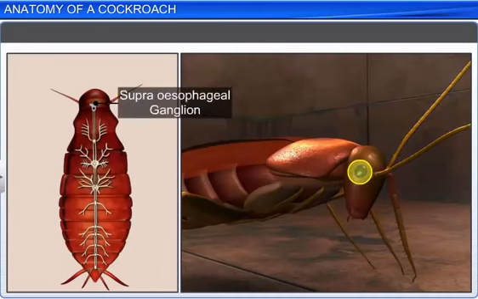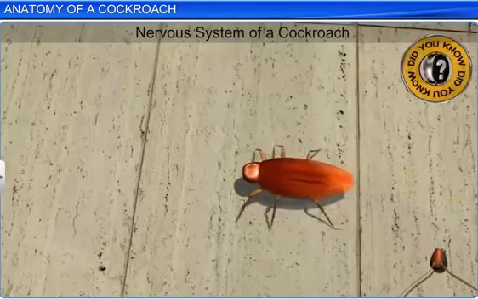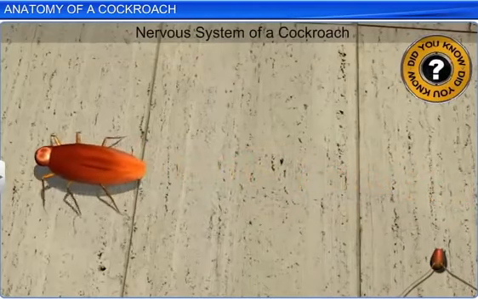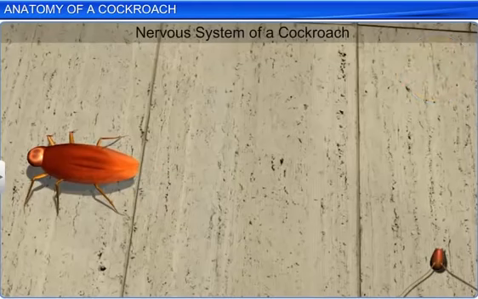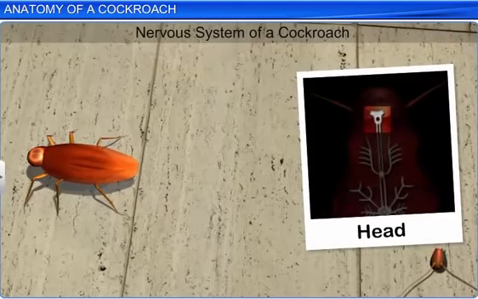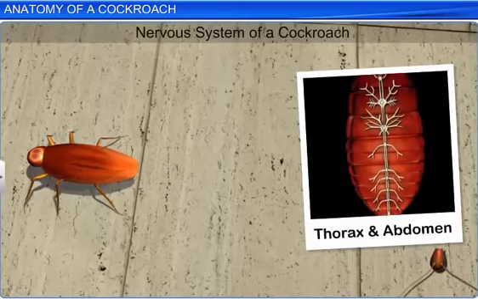Did you know that if you cut off the head of a cockroach, it can survive for almost a week? Well, this is because the head holds a small part of the nervous system, while a large part of the system is present in the thorax and abdomen.